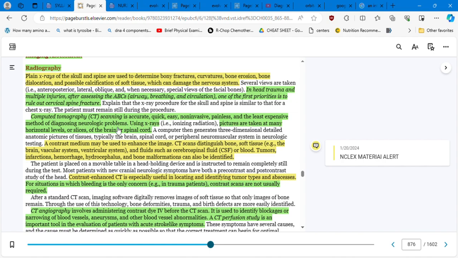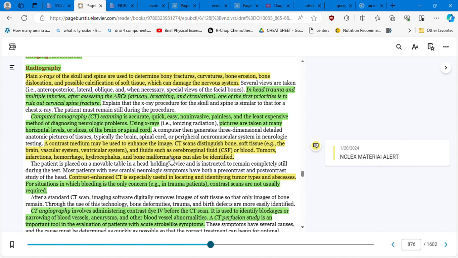In the CT scan, they are using x-rays. Pictures are taken at many horizontal levels or slices of the brain and spinal cord. A contrast medium may be used to enhance the image. CT scans distinguish bone from soft tissue, the brain vascular system, and ventricular system.